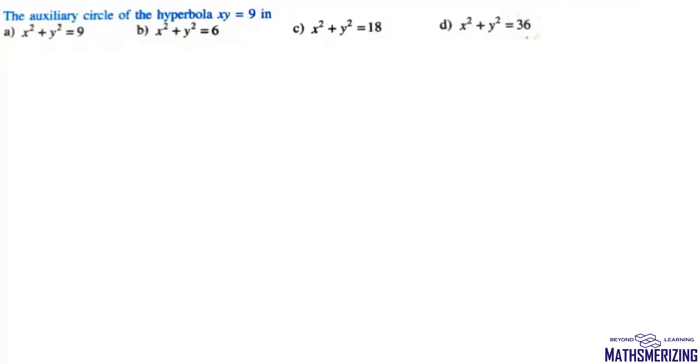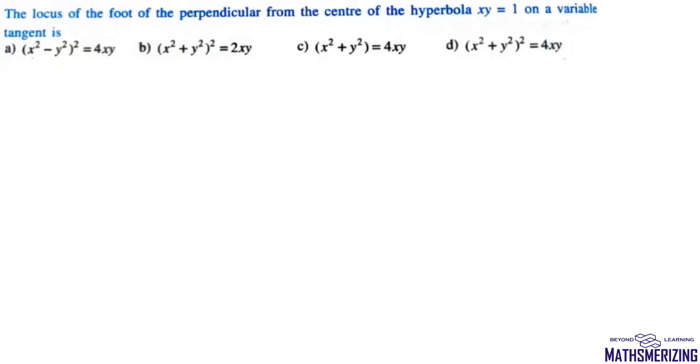Now the next question is, the equation of auxiliary circle to this hyperbola is... We know that equation of auxiliary circle is x square plus y square equals 2c square. C square in this case is 9, so it will be x square plus y square equals 18, and that's your option number C.